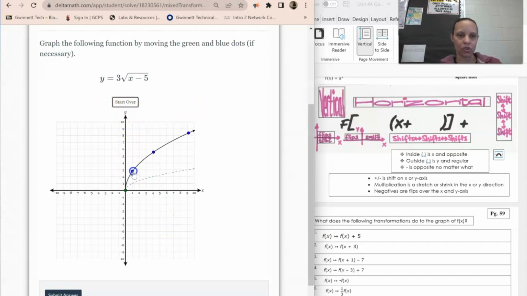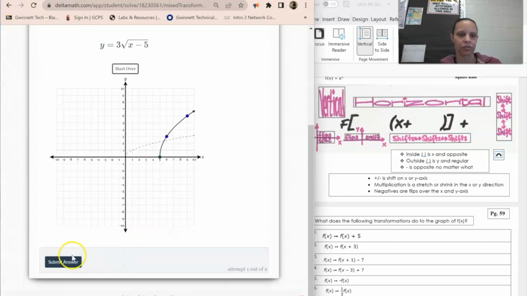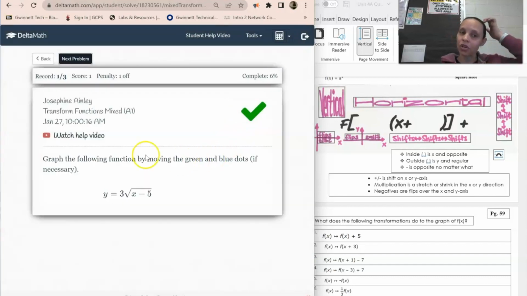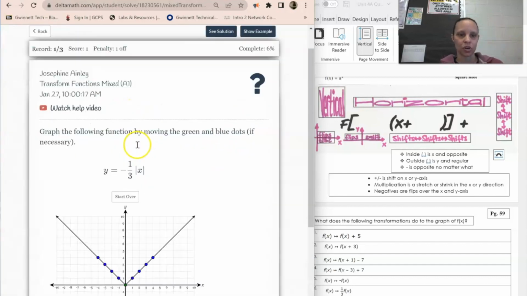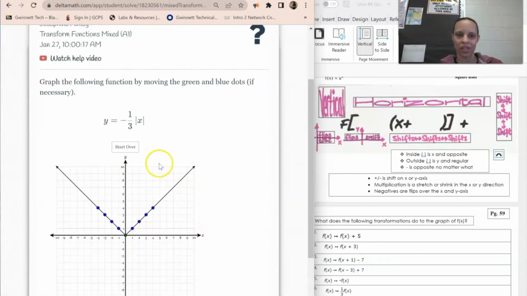So once you know the transformation rules, you just need to apply them to a graph. Then you submit your answer. So I am going to do a few more of these just to make sure we're fine. Doesn't matter what graph they give you. So find your x, that's the function. Look at everything else. So I have two things.